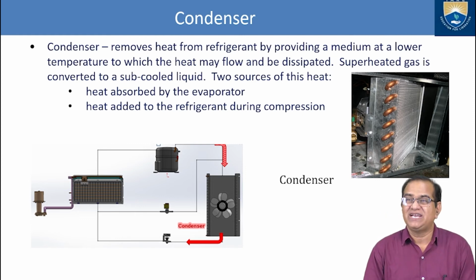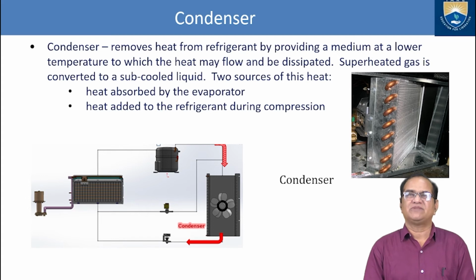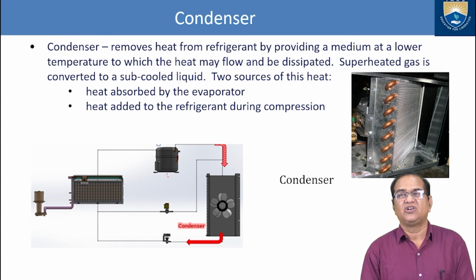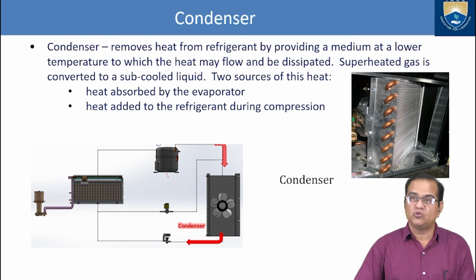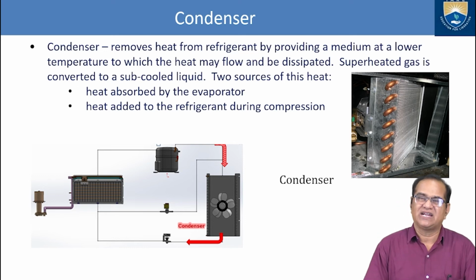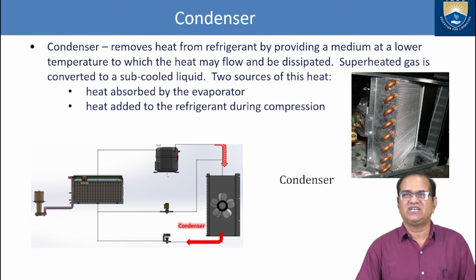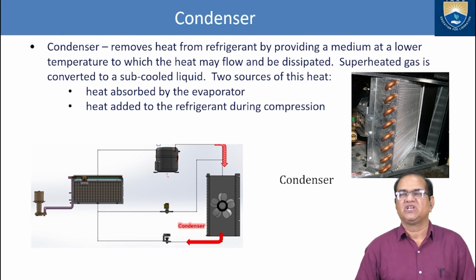So if the superheated gas, which is at very high temperature, is converted to a liquid, automatically the temperature will come down. Two sources of this heat are the heat absorbed by the evaporator and heat added to the refrigerant during the compression. So these two sources of heat have to be taken away by this condenser. So these are the two purposes of this condenser.